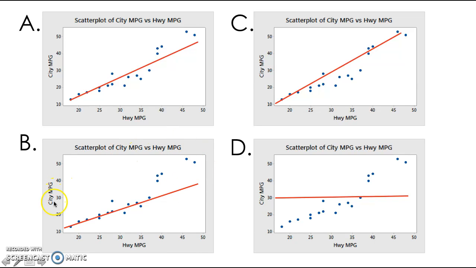Now, if I look over here at B, again, we have a problem. Most of the data falls above this line in plot B. So this is not an accurate line of best fit.